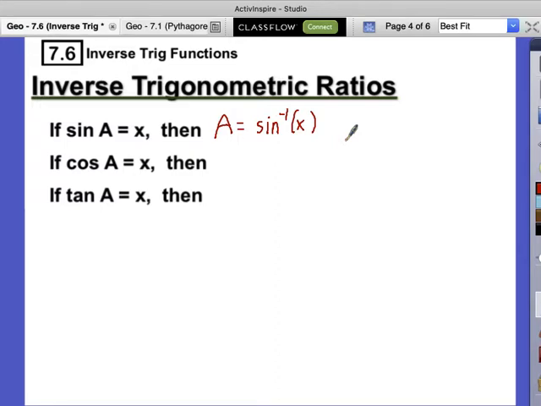So the sign, it looks like sine to the negative first. We don't say it like that at all, and we're not actually doing a negative exponent where you extend it to the bottom, or you reciprocate it, like a negative exponent would. But we read this as the inverse sine. So you write it sine to the negative first, but we read it as inverse sine.